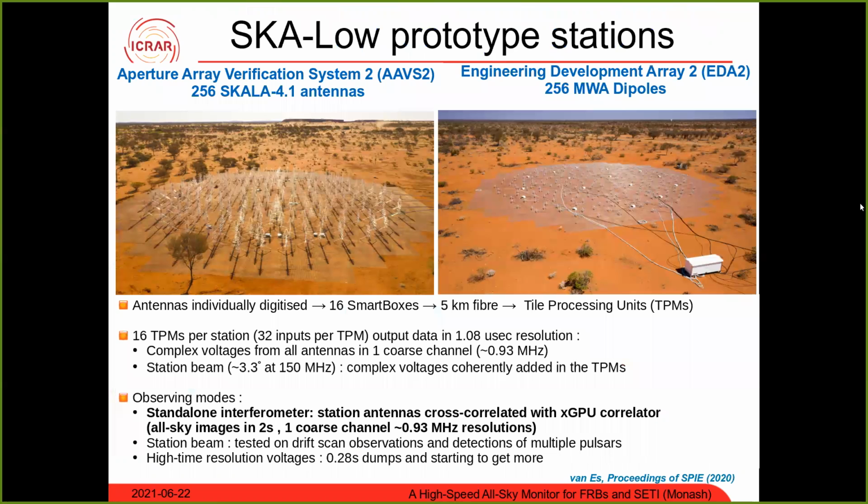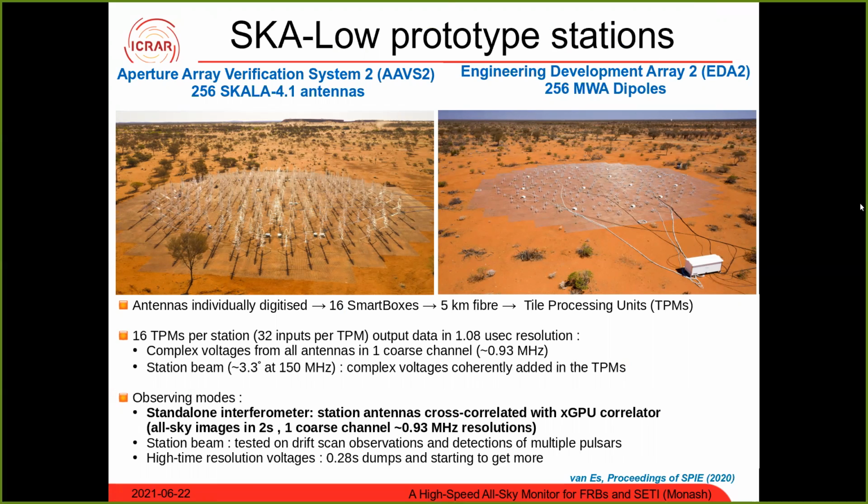I will not discuss all of the details of the analog and digital signal chains, but I would like to point out that the analog and digital signal chain allow us to digitize signals from all individual antennas and polarizations. This happens inside the so-called tile processing units, or TPMs.